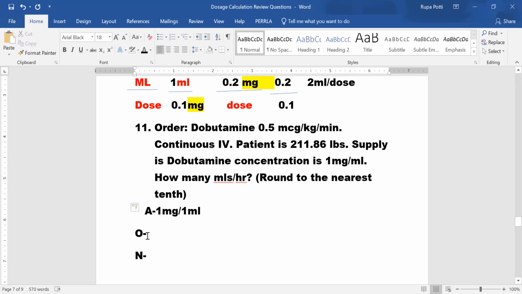And the next one is, what is my order, right? So my order says 0.5 micrograms per kilogram per minute. So that is what I'm going to write here. 0.5 micrograms per kilogram per minute. And what is it that I need? So I'm setting my pump. So how many ml per hour? So this is what I need.